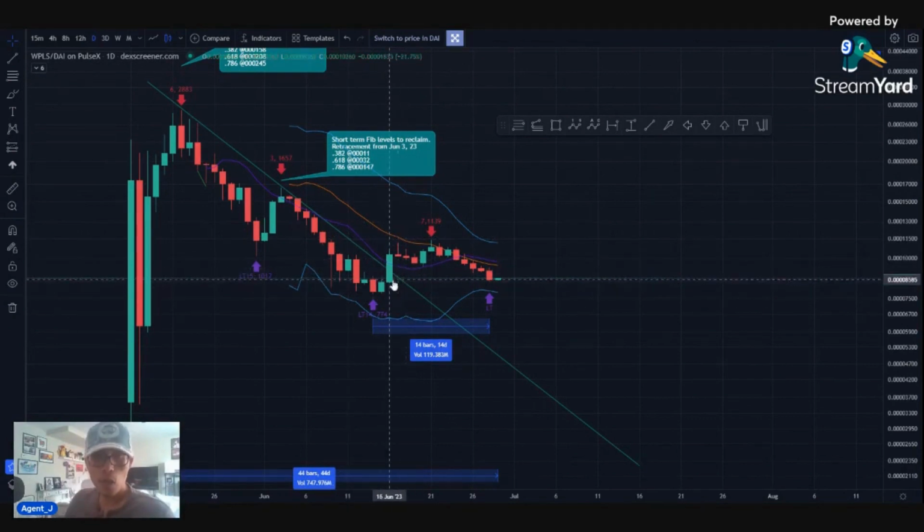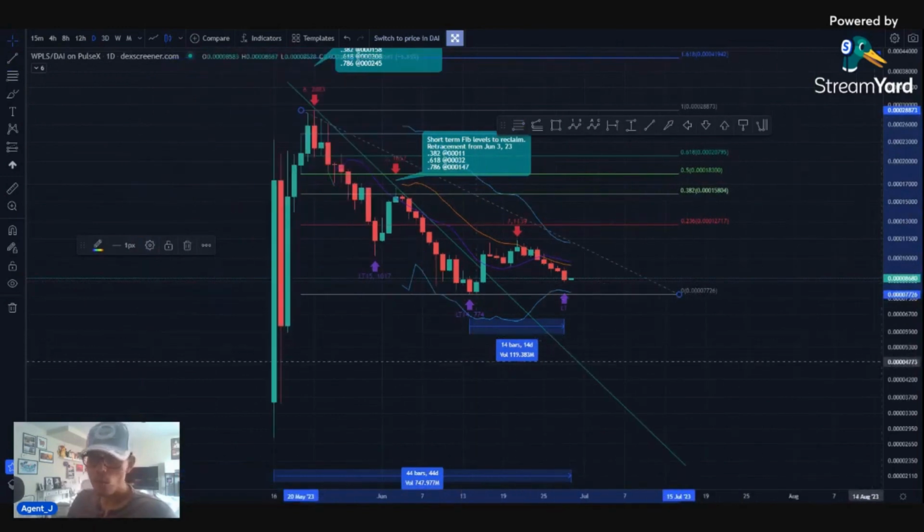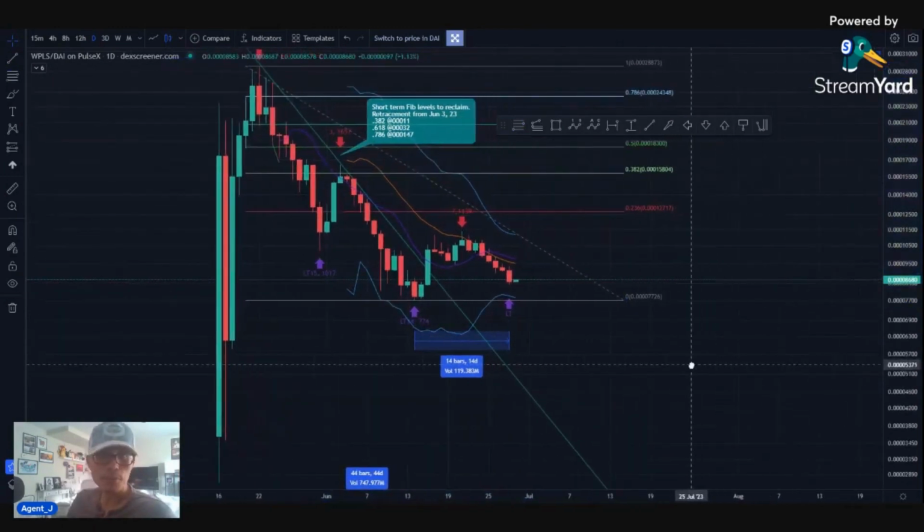If you can see here, we broke past that downwards trend line and actually regained the 10-day moving average as well. Now, we tried to reclaim that 20-day moving average, but got squarely rejected. If we take a fib retracement from our all-time high here and take it to the swing low, you notice that we got rejected here.